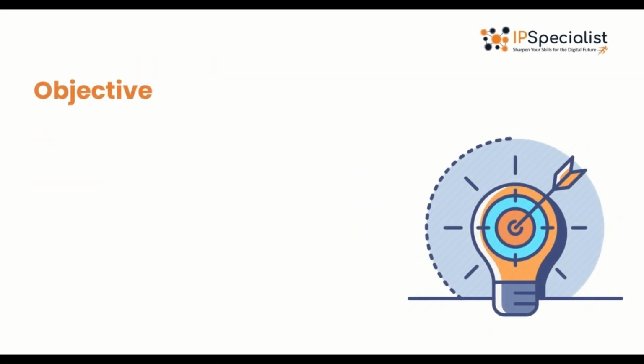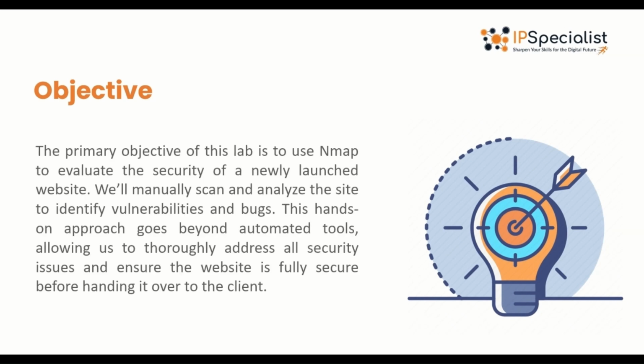The primary objective of this lab is to use Nmap to evaluate the security posture of a newly launched website. Our goal is to manually scan and analyze the website to identify any vulnerabilities or bugs. Unlike automated security tools that might offer an overview, this hands-on approach allows us to thoroughly examine and address all security issues, ensuring that the website is fully secure before it's handed over to the client.